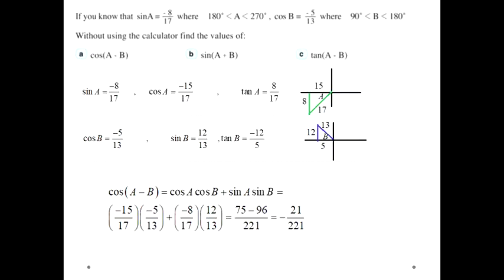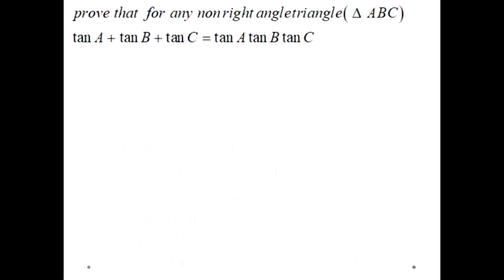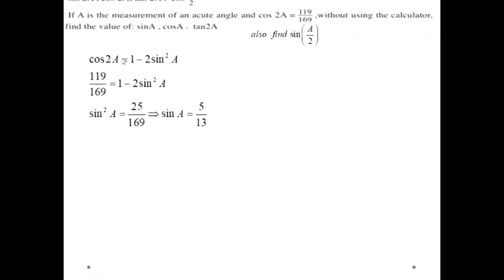I need to find sine A. Do you have a formula that combines sine A and cosine 2A? Yes, Mr. Sharif, you can find it in the first law, cosine 2 theta. Here's the third one: cosine 2 theta equals 1 minus 2 sine square theta. Okay, I will use this one to solve my problem. So, cosine 2A equals 1 minus 2 sine square A.